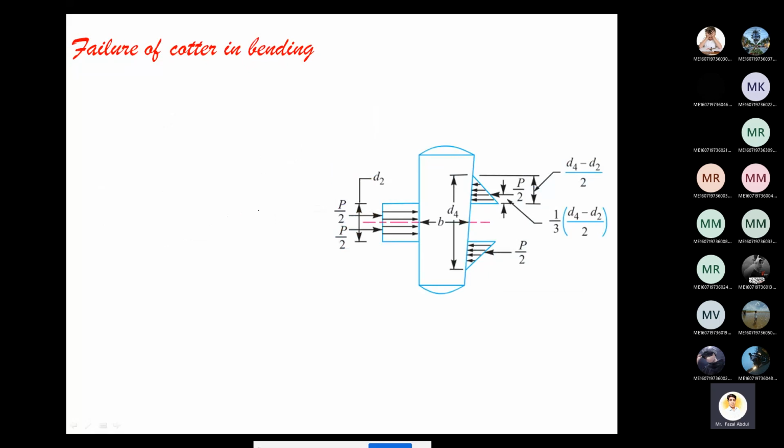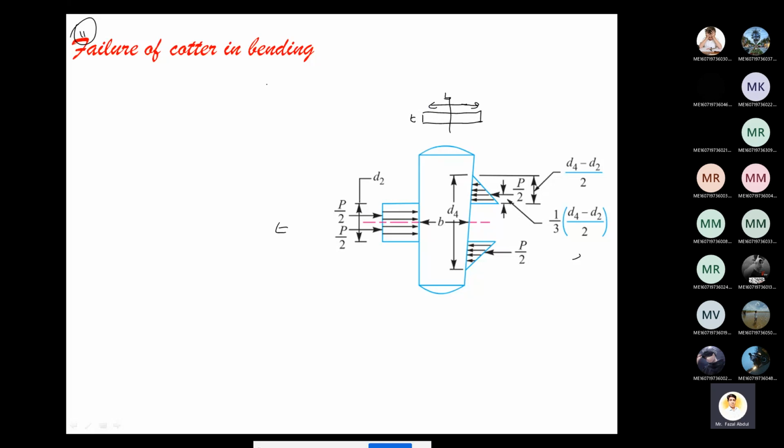This is the 10th one. Now the 11th one: failure of the cotter in bending. While applying the load in this manner, the forces acting on the cotter look like what I have shown in the image on the screen, right? So here I'm drawing the top view. This is the T and this is the B. This is the reference axis.